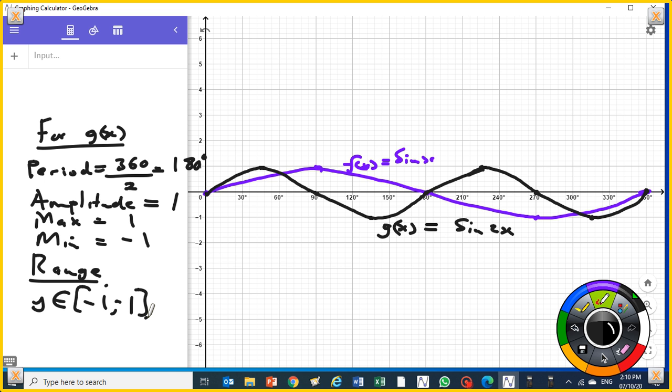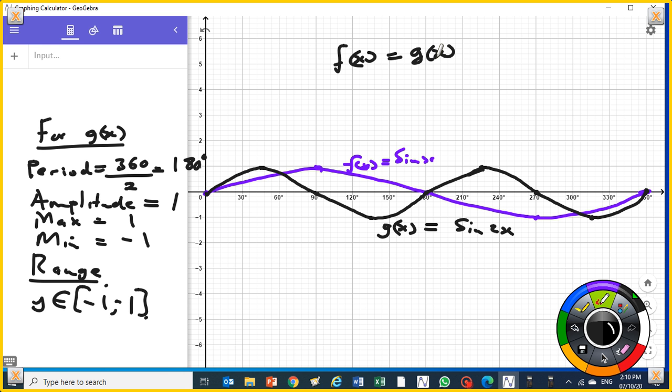Okay, you can get a question saying, for what values of x is f of x equal to g of x? For what values of x are the two graphs equal? 0 and 360. Yeah, so you go to the point where they intersect.